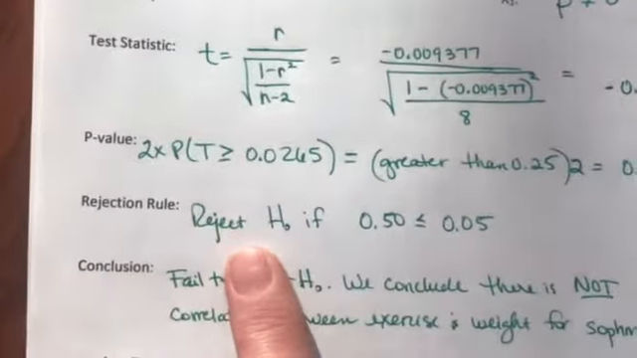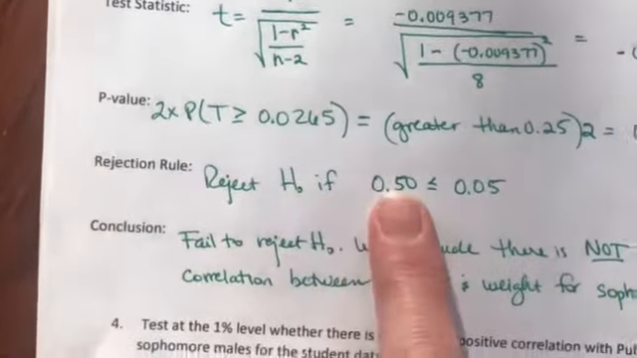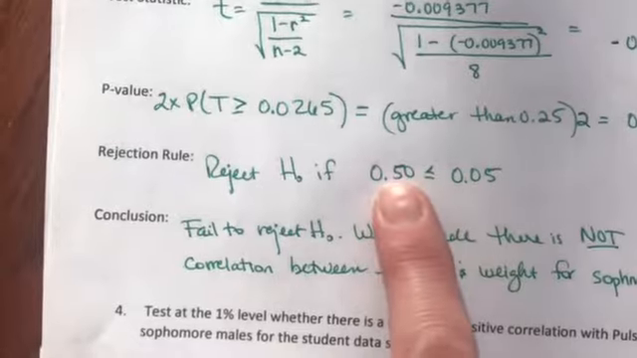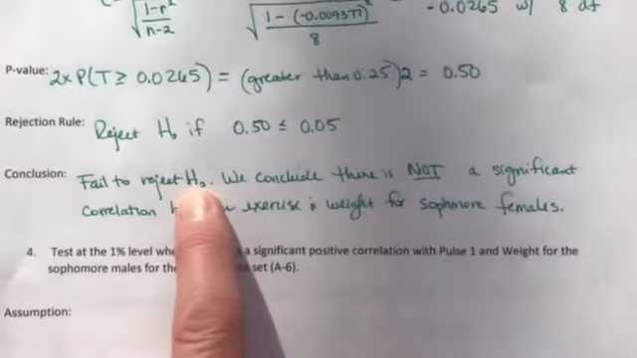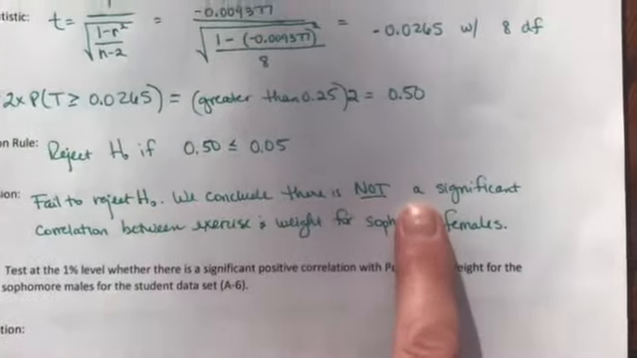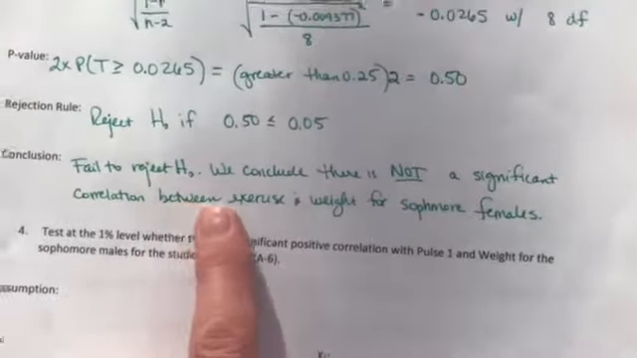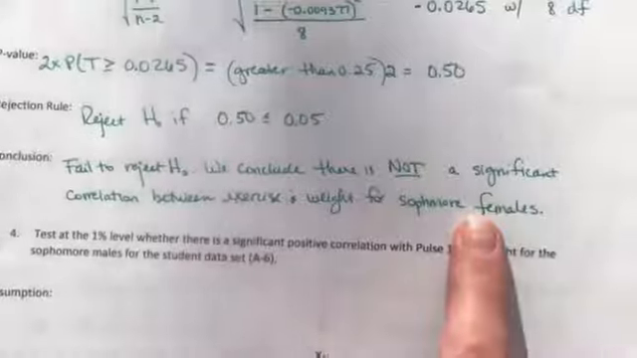Obviously, when I write my rejection rule, it says reject the null hypothesis if 0.5 is less than that. Well, that's definitely not true. So I would fail to reject the null hypothesis. So we conclude there is not a significant correlation between exercise and weight for sophomore females.